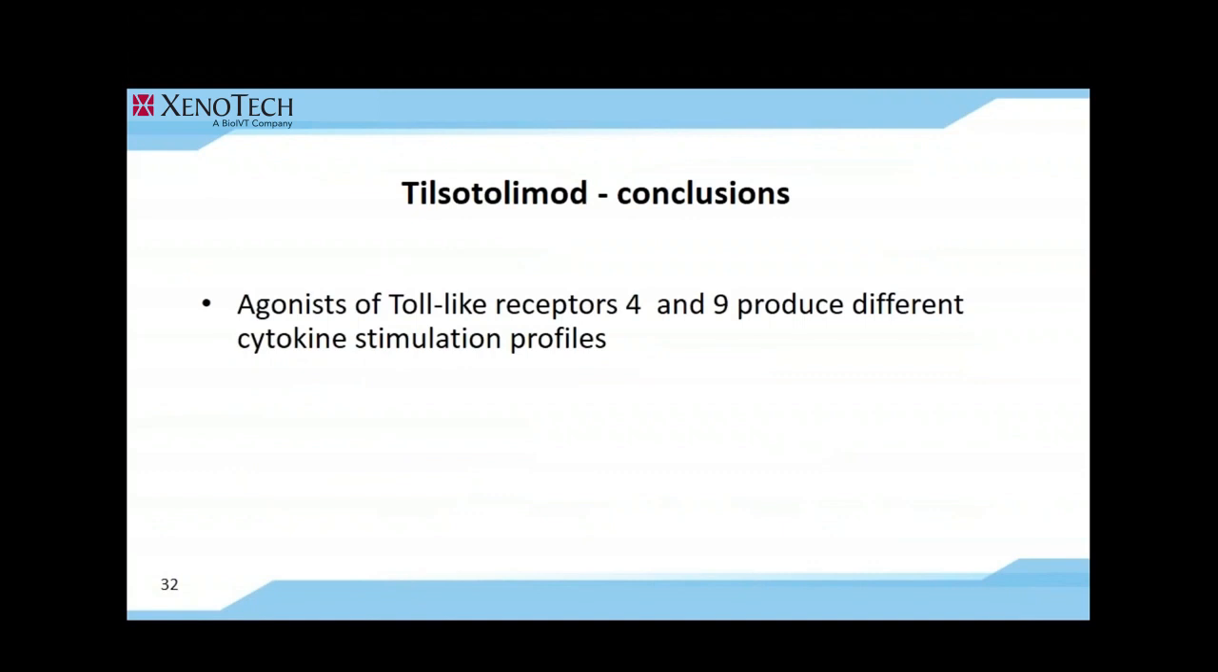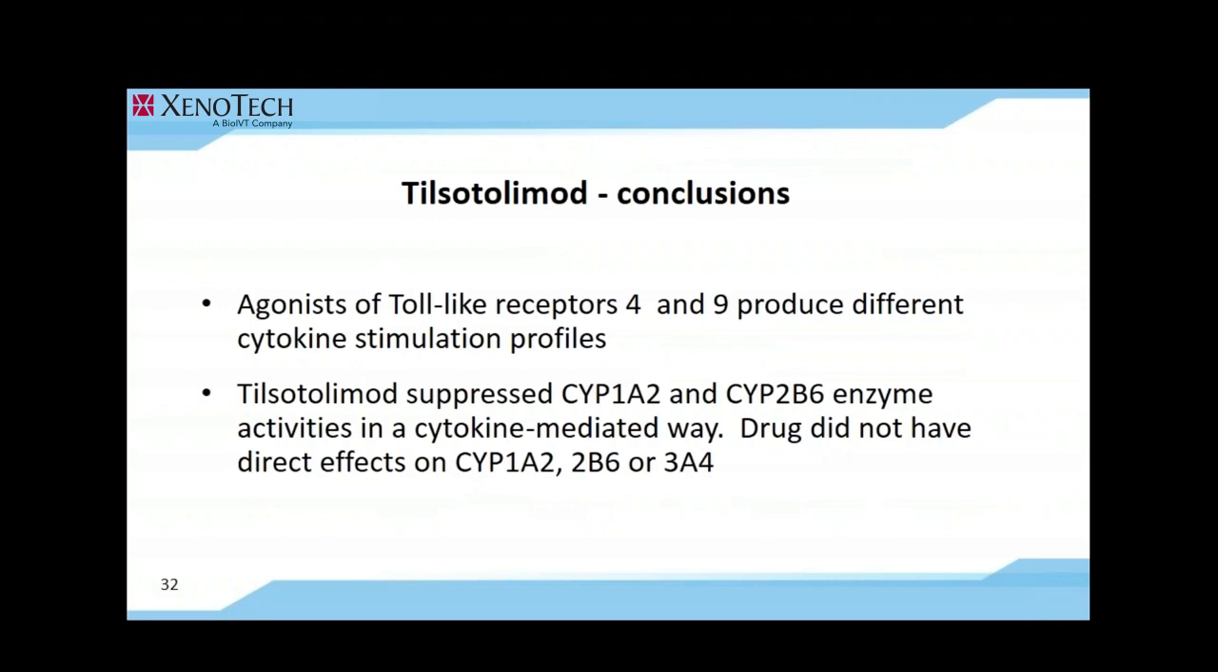Our conclusions for the tilsotolimod case study are that agonists of toll-like receptors 4 and 9 produce different cytokine stimulation profiles. Tilsotolimod suppressed CYP1A2 and CYP2B6 enzyme activities in a cytokine-mediated way. The drug did not have direct effects on CYP1A2, 2B6, or 3A4.